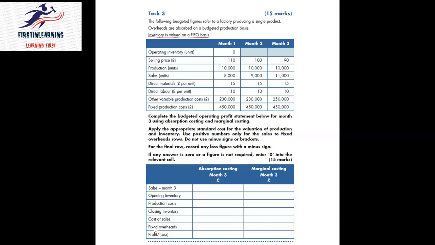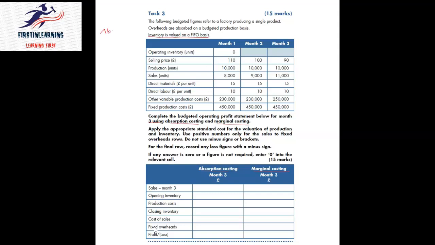They're asking here, complete the budgeted operating profit statement below for the month 3 using the absorption costing and the marginal costing. So you have to know the difference between the absorption costing and the marginal costing. The main difference is, in absorption costing we include the fixed cost inside of the product. On the marginal costing we do not include the fixed cost as a product cost. Let's find out how much is the cost for the marginal and the absorption per unit.